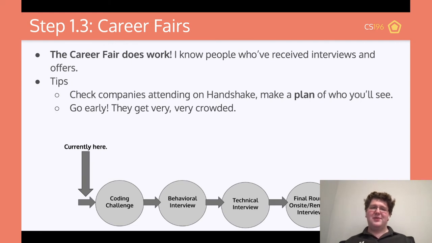Go early. This was way more important back in the times when this was in person, but it still matters with the online version. Not many people are willing to wake up at 8 a.m. and put on career fair attire and go to the career fair at like 9 a.m. in the morning. It sounds crazy, but it's just a fact of life, right? A lot of college students are going to wake up later and go to the career fair in the afternoon. But if you go early, the lines are going to be shorter, you're going to be able to talk to more companies, and it's going to be a much more enjoyable experience.